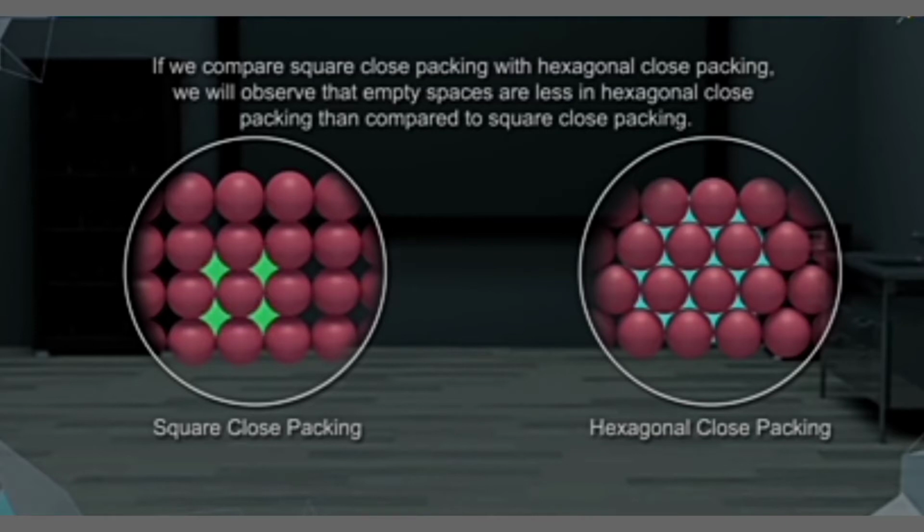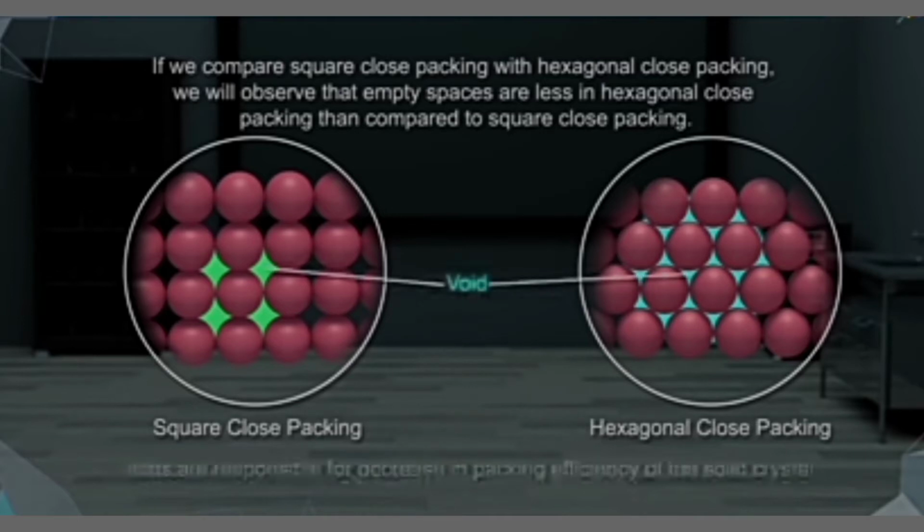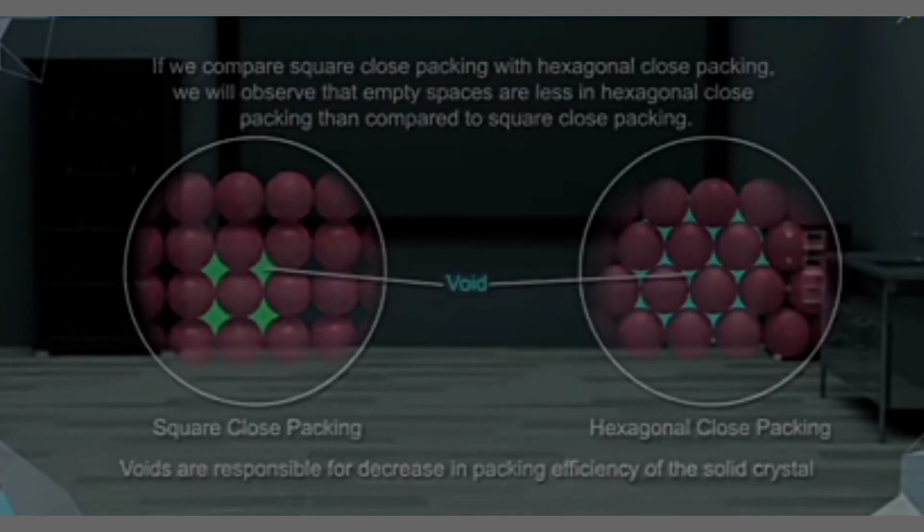Now, what are these empty spaces and what role do they play in packing efficiency? The empty spaces in between the spheres are known as voids. These voids are responsible for a decrease in the packing efficiency of a solid crystal. The more the number of voids, the less the packing efficiency of a crystal. Now you must be wondering what is meant by packing efficiency. We will discuss this in a later part of the section.